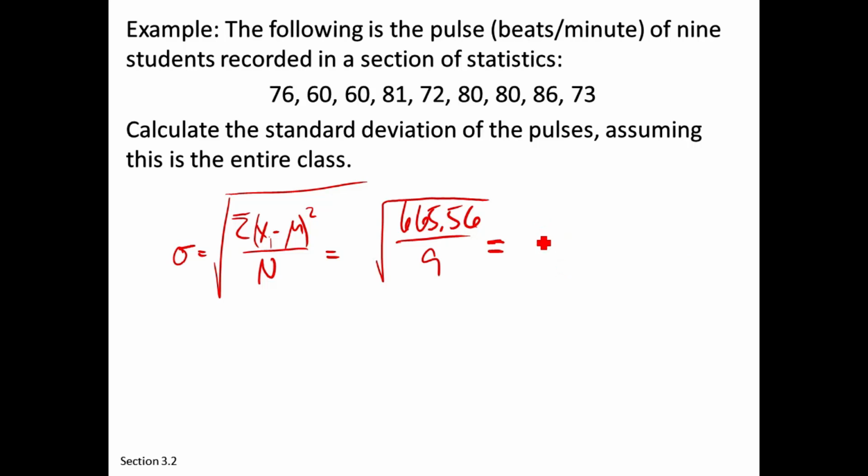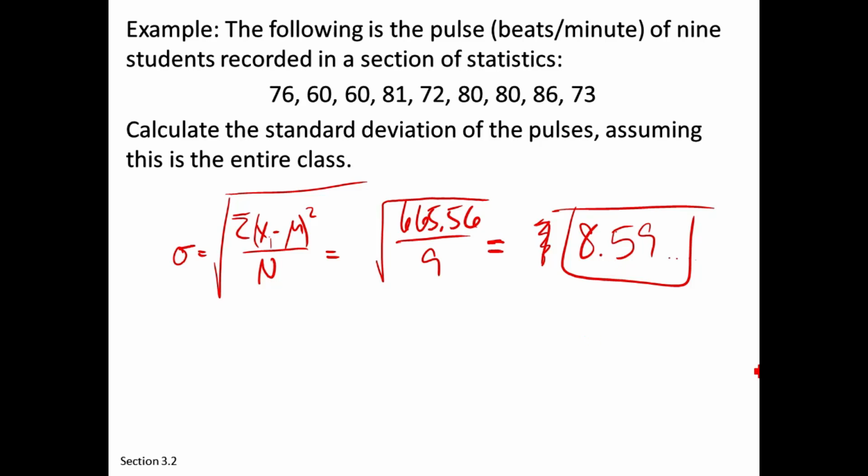73.95. And then square root that. 8.59? Or 8.599 or something? Yeah, something like that. So it'd be like 8.6 if you rounded it, but I already wrote it down, so too late.